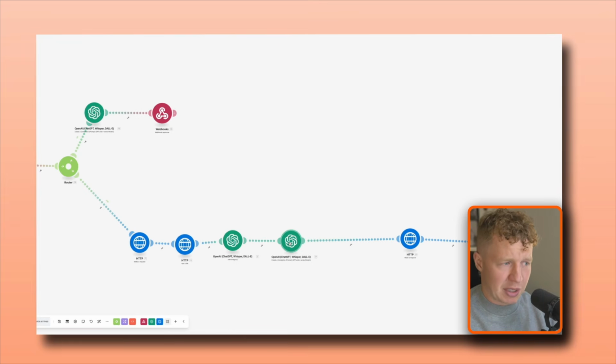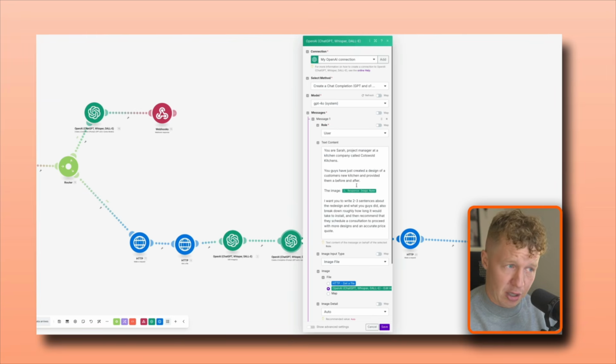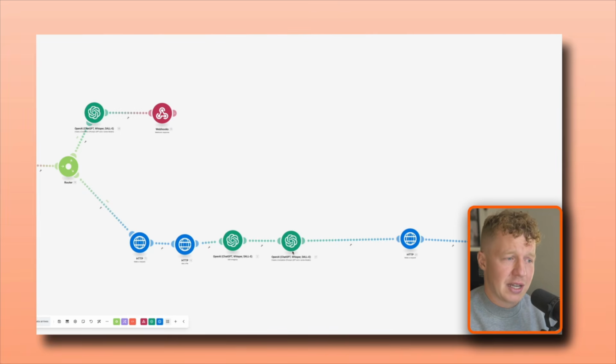Once it's processed, I'm just going to move on to one more prompt, and this prompt is going to generate a personalized message that we're going to send with that, like I showed you on the brochure underneath it. We're going to have a personalized message just letting the user know what we have done. So you can see here, you're Sarah, project manager. You guys have just created a design of a customer's new kitchen and provided them before and after the image, and then the response image. I want you to write 2 to 3 sentences about the redesign and what you guys did, and that's going to send that personalized message out of this.